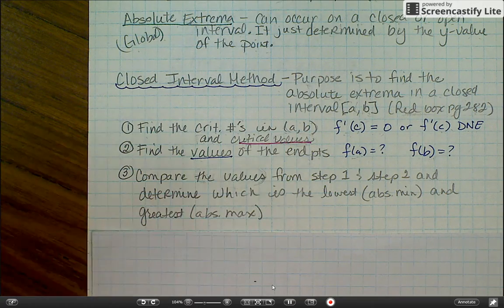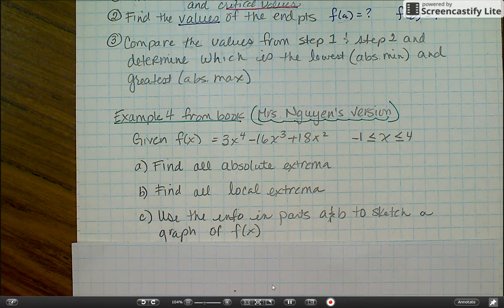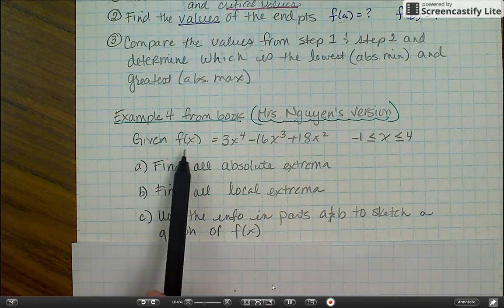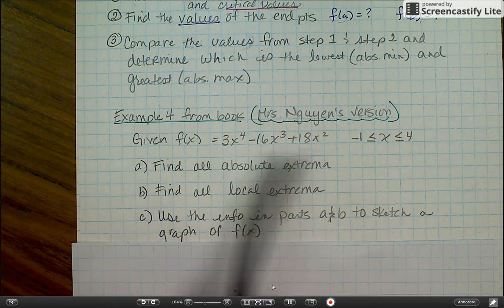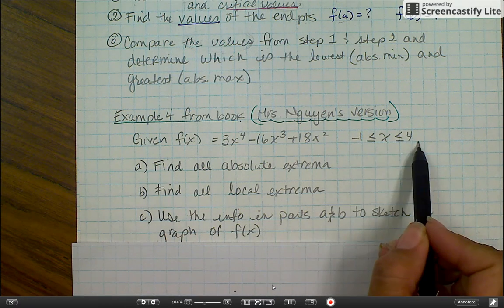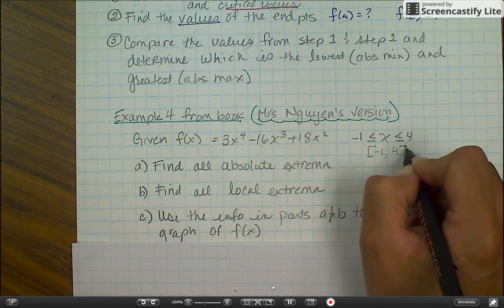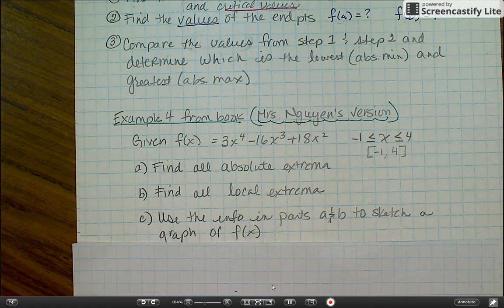So let's do a problem, okay? There's example 4 in your book, but this is my version of example 4. Here's the problem. You have the function f of x equals 3x to the fourth minus 16x to the third plus 18x squared. And this is a closed interval of -1 to 4. It has 3 parts. Part A, find all absolute extrema. Part B is find all local extrema. Part C is use the information in parts A and B to sketch the graph of f of x.